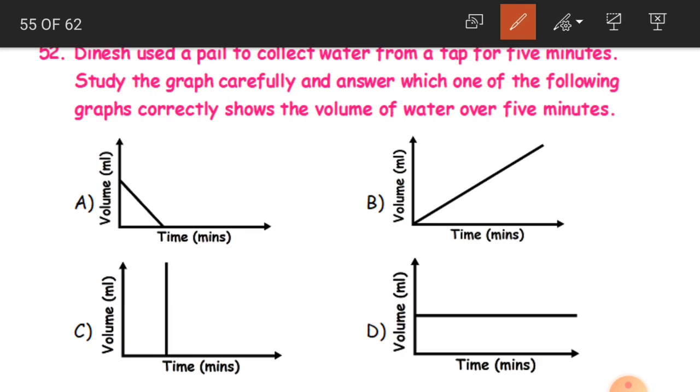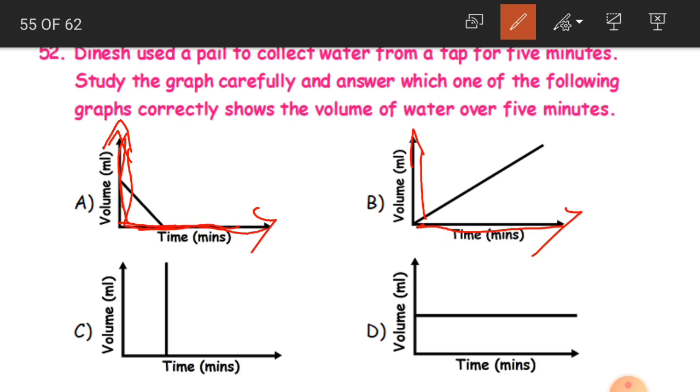See here, this is the line of time, this is the line of volume of the water. As time increases, the volume also increases. So when you collect water from a tap for 5 minutes, what happens, children? The water level is going to increase. So we have to identify which graph is correctly matching this point.